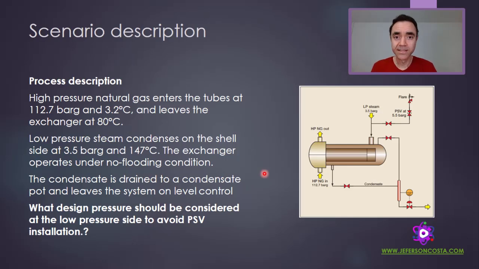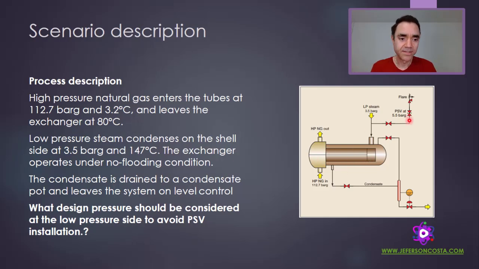Let's go to a case study to make it easier for you to understand how to apply these rules associated with API 521 and also the ASME code. So here we have a shell and tube heat exchanger where high pressure natural gas enters the tube side and leaves the exchanger at a desired temperature. Low pressure steam condenses on the shell side and the exchanger operates with no flooding conditions. So we have here a condensate pot to guarantee the collection of the condensate, but in fact the shell side of the heat exchanger will not have condensate.